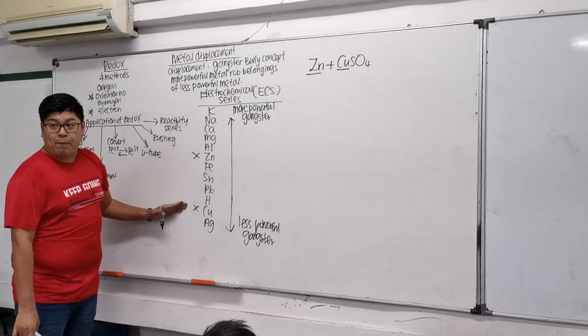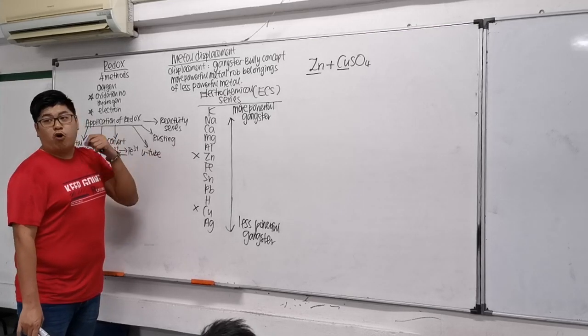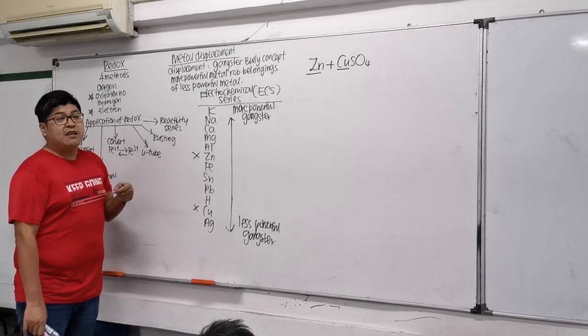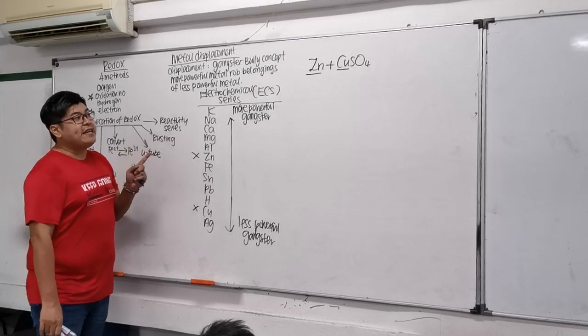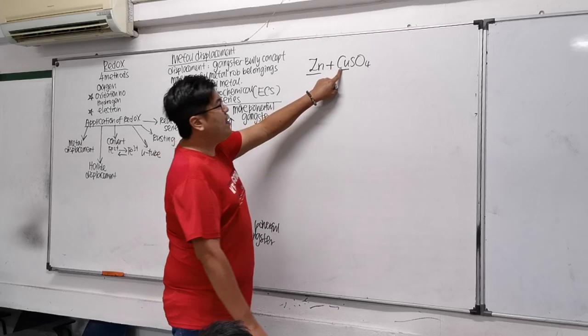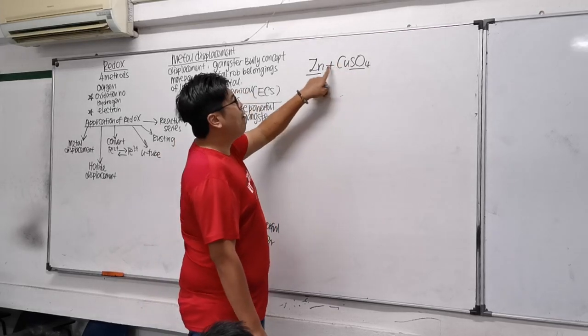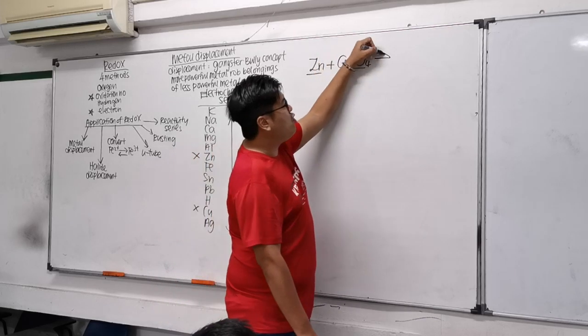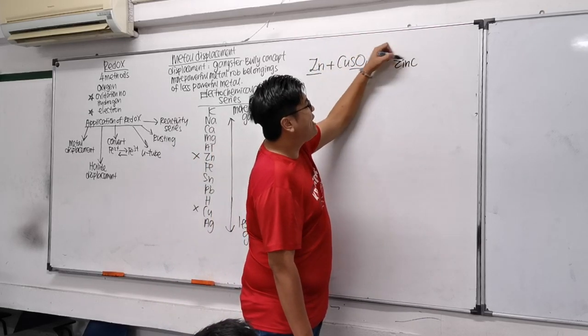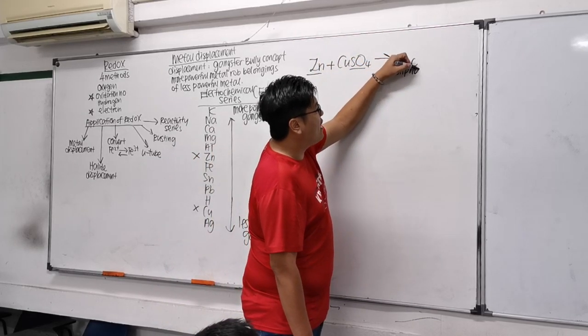Zinc is higher than copper. In other words, zinc is a more powerful gangster than copper. So since zinc is more powerful than copper, zinc is capable of robbing the SO4 away from the copper. When zinc robs the SO4 from copper, you will get zinc sulfate.